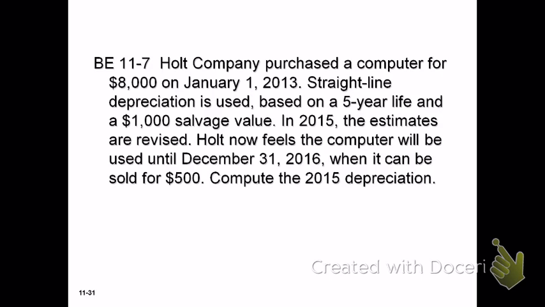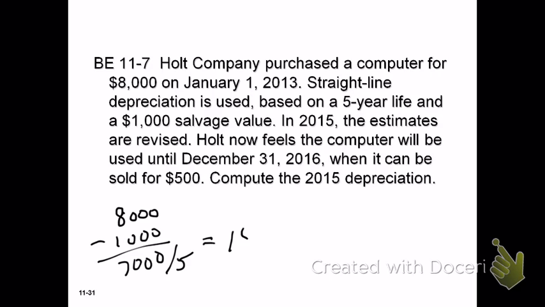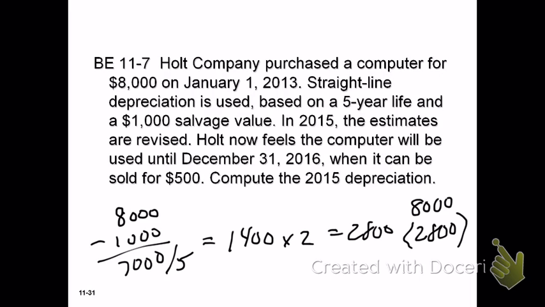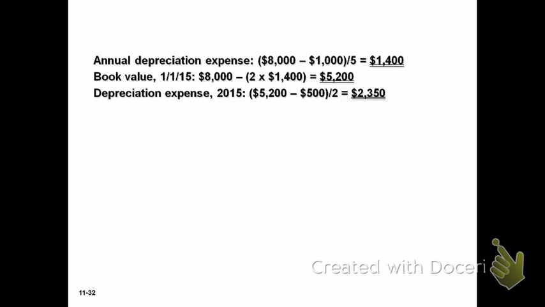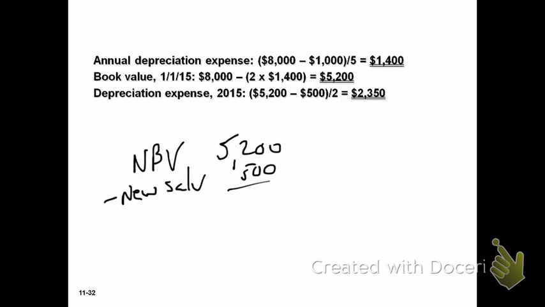6 years, another year. So, first step, figure the original depreciable base, come up with the annual depreciation. We have depreciated it for 2 years because we're at the beginning of 2015. So we can calculate our net book value is $5,200. And we're going to take that net book value of $5,200, subtract the new salvage value from it to get the new depreciable base. And we say that now there's 2 years remaining, so that gives us our annual depreciation for the last 2 years of $2,350.